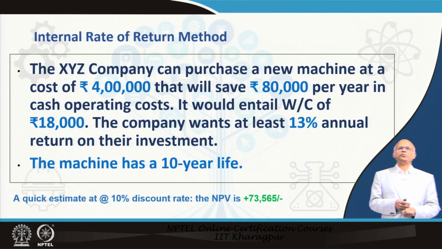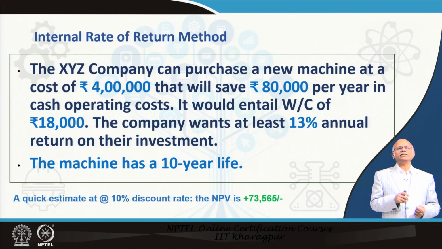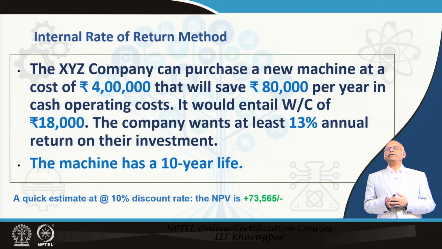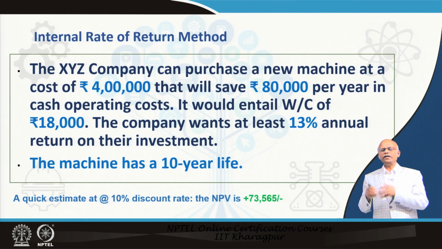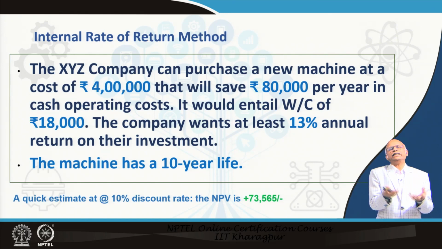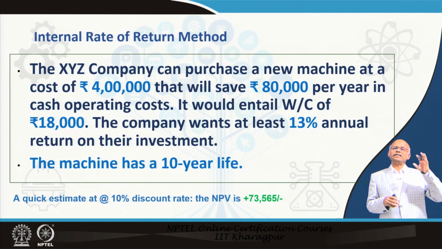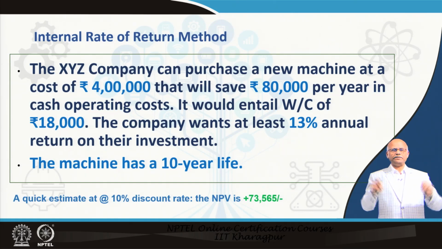So, suppose we have this proposal where you need to invest 4 lakh rupees at the beginning, and by investing 4 lakh rupees, you are going to save 80,000 rupees that you are incurring now. That can be construed as income, meaning saving means income. So, you are saving 80,000 rupees, that is your positive cash flow, against an investment of 4 lakh rupees plus some working capital of 18,000 rupees. These are the data available.